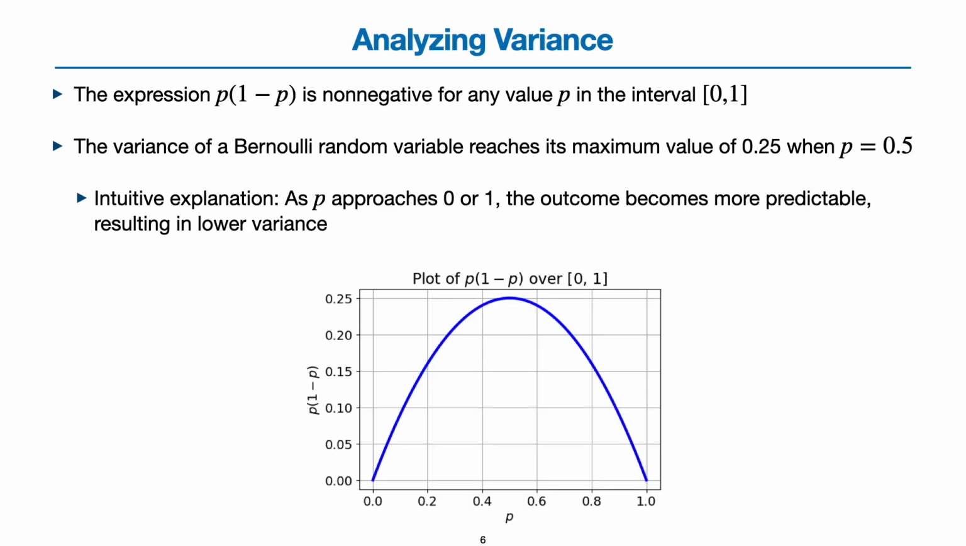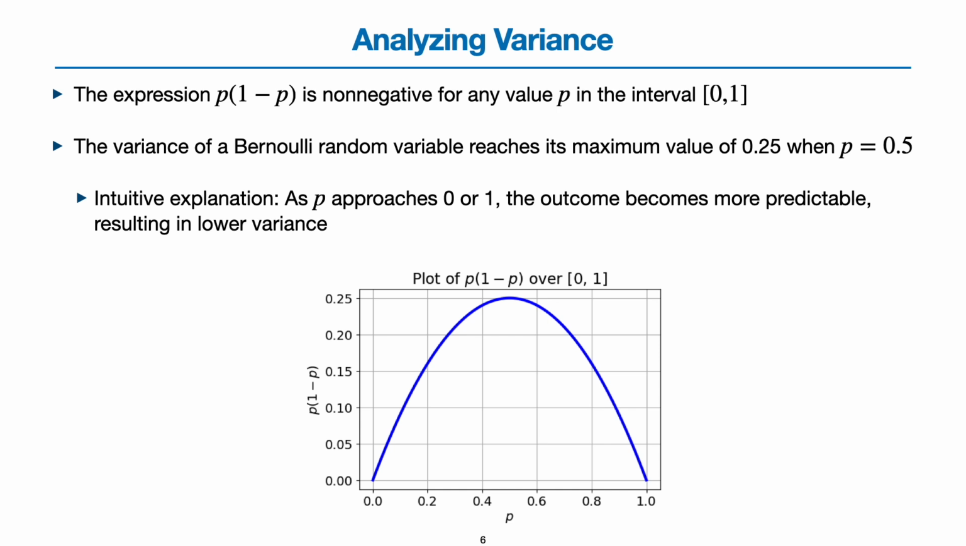But what does this form tell us, right? So as we said, the expression p times 1 minus p is non-negative for any value of p in the interval 0 to 1. So we can use Python or other scientific computing libraries, and we can plot this function p times 1 minus p as a function of p. And this makes a lot of sense. The max variance happens when p equals 0.5, right in the middle, and the variance actually equals 0.25.